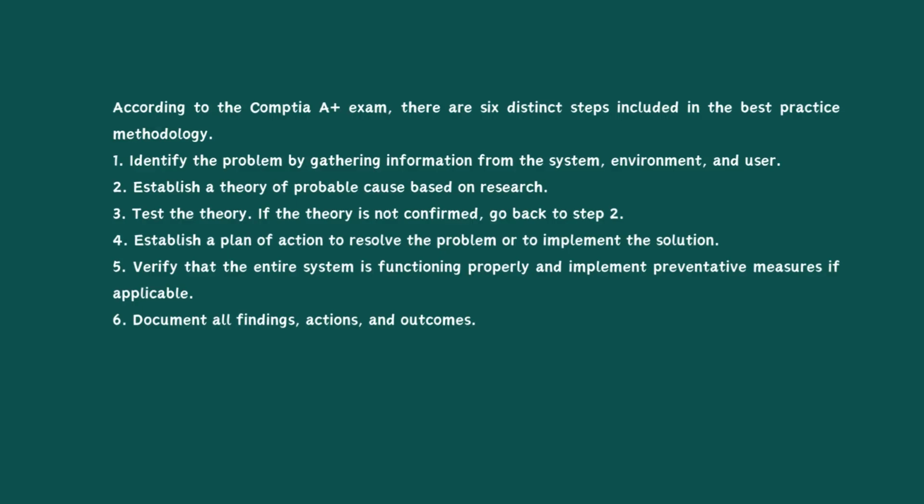3. Test the theory. If the theory is not confirmed, go back to step 2. 4. Establish a plan of action to resolve the problem or to implement the solution. 5. Verify that the entire system is functioning properly and implement preventative measures if applicable. 6. Document all findings, actions, and outcomes.